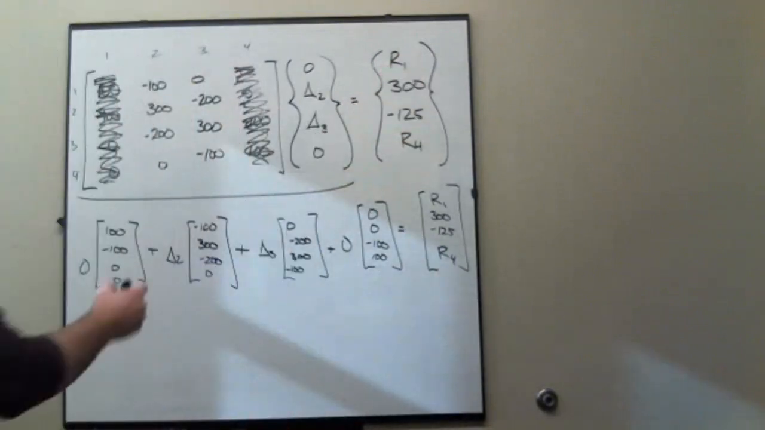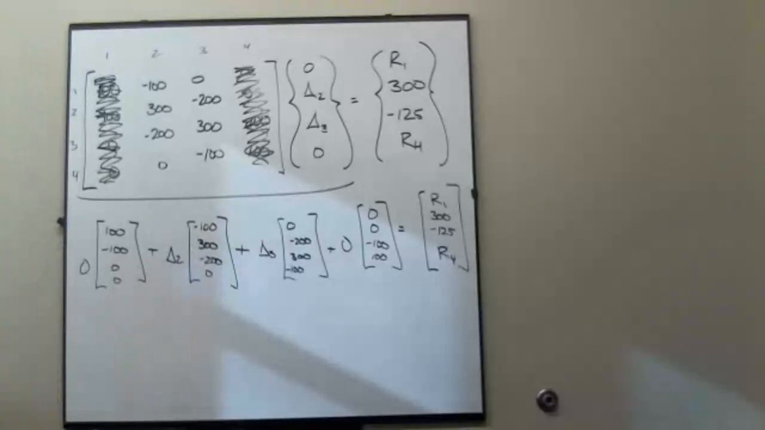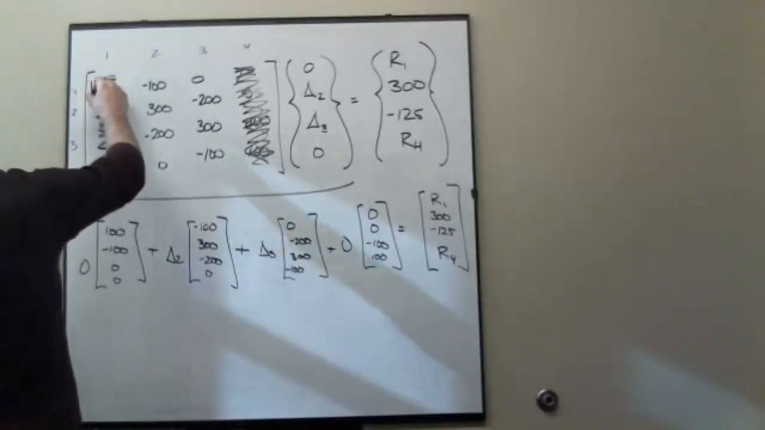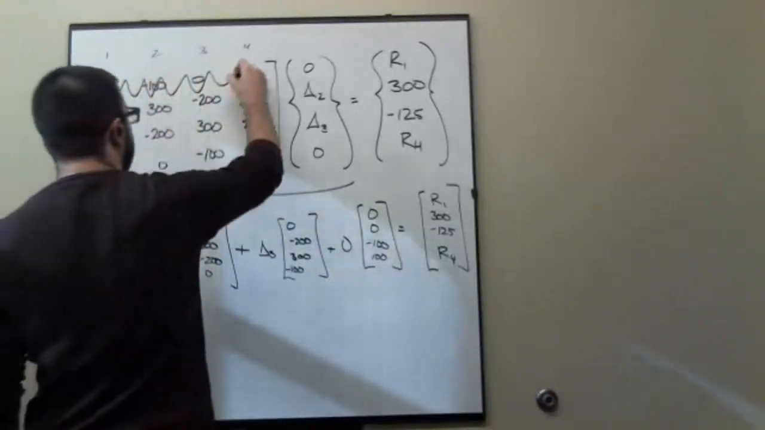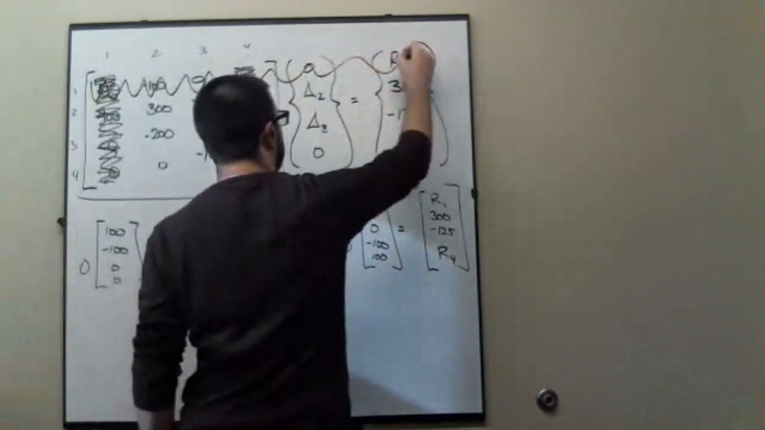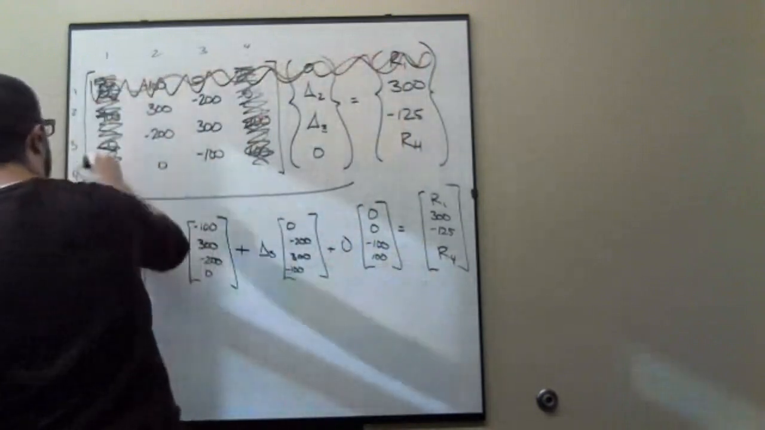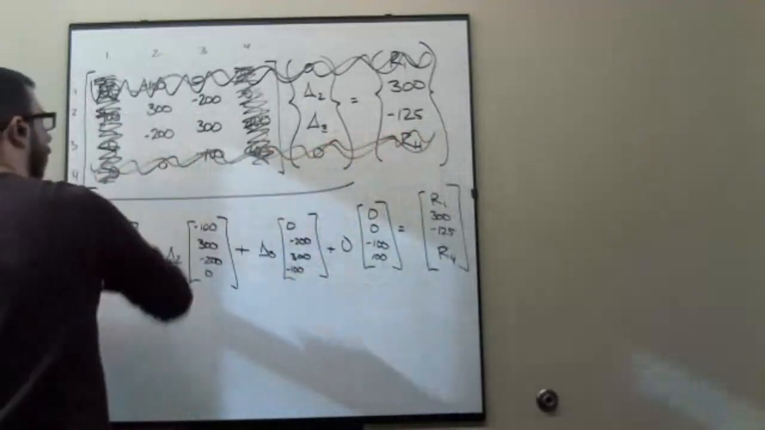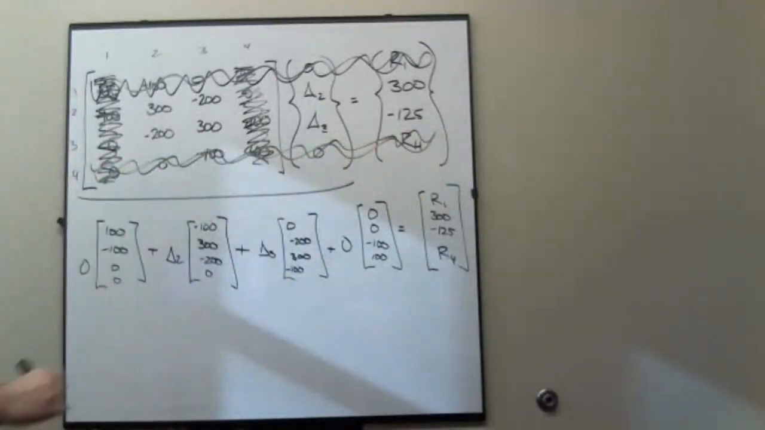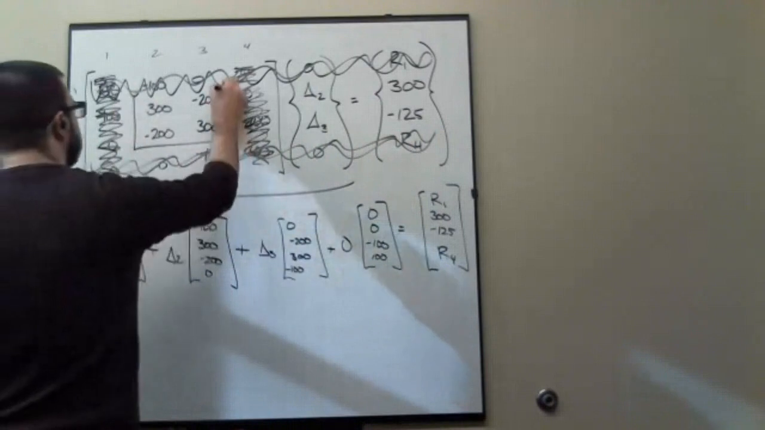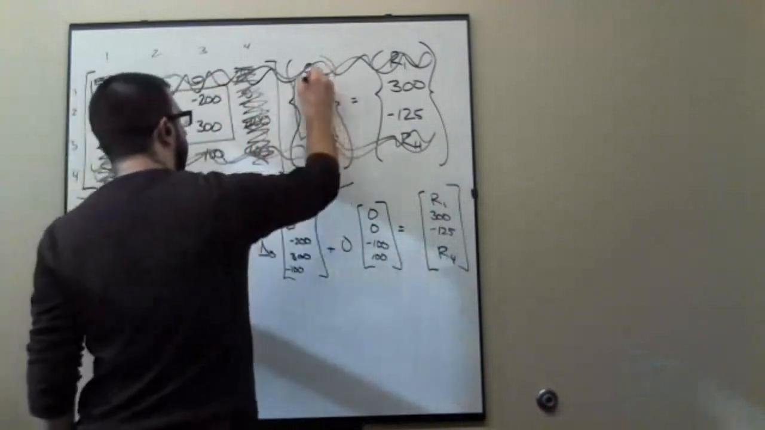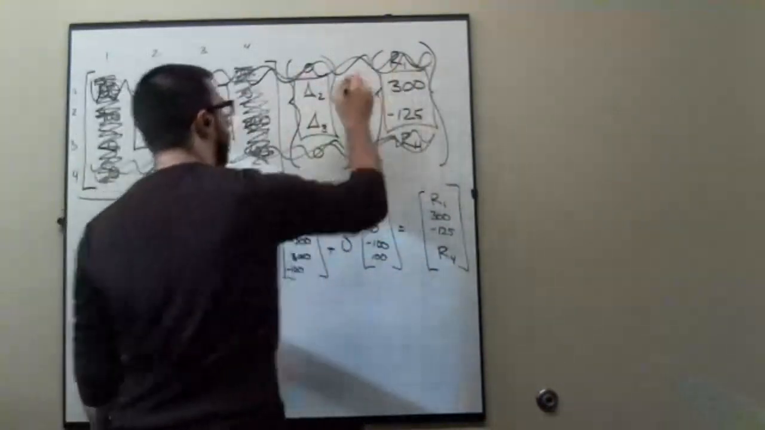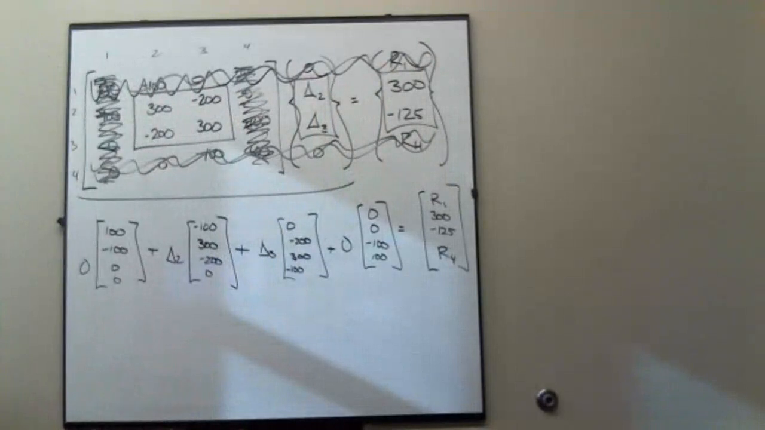So what I'm now going to do is, if I eliminated columns 1 and 4, I'm going to eliminate rows 1 and 4. And what I'm going to be left with is this, and this. I'm going to be left with a reduced system.